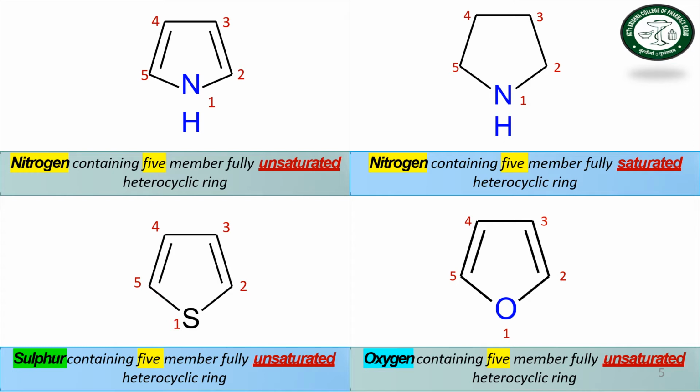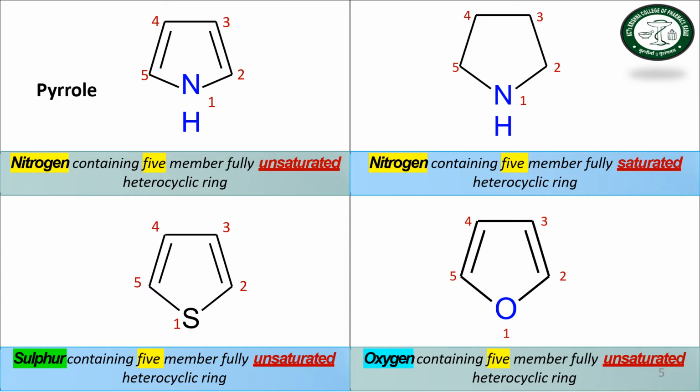So what is the chemical name of this ring structure? Any guess? The name of this ring structure is pyrrole. Okay. Why? Pyr indicates the nitrogen, ole indicates the five-membered unsaturated ring. Okay. The next structure is here, a similar structure, but there is an absence of double bonds. If we compare these two structures, what is the difference between these two structures?